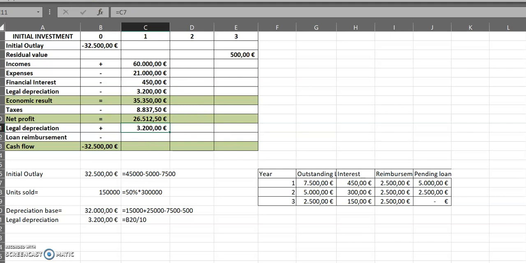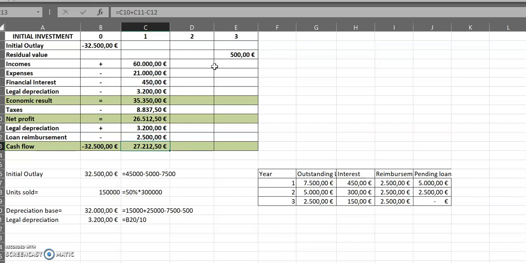And we need to add the loan reimbursement. And again, the loan reimbursement from year number 1, it's here in the loan chart, and it's also the reimbursement of the first year of the loan. So we just place that amount, and now we're ready to calculate the cash flow for year number 1. So we just do net profit plus legal depreciation minus loan reimbursement, and that way we get the cash flow for year 1. Let's move on to year number 2.